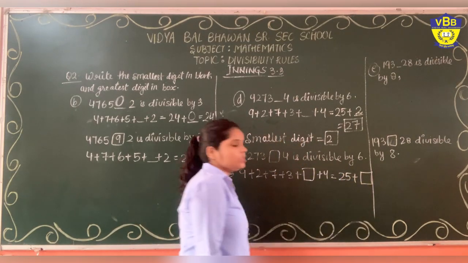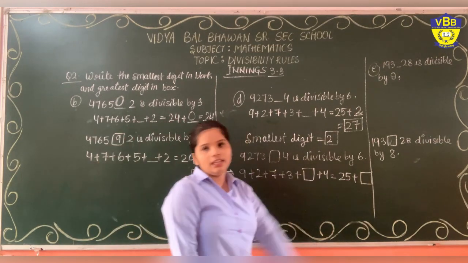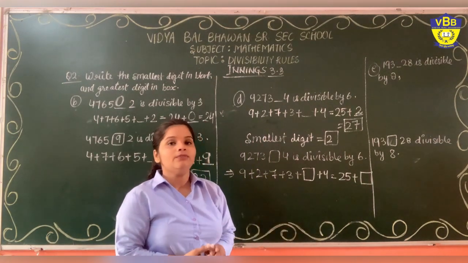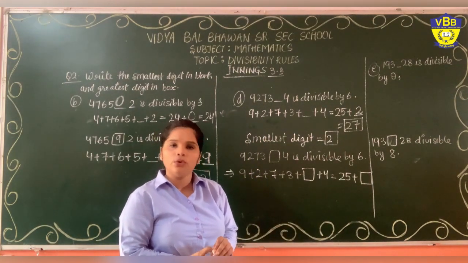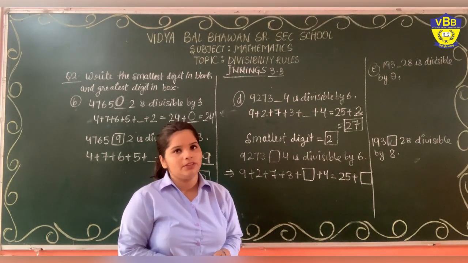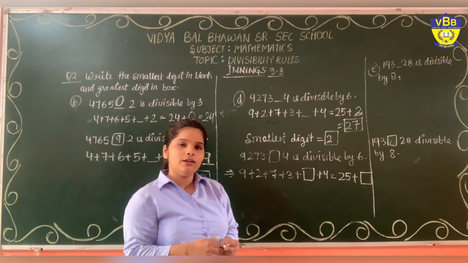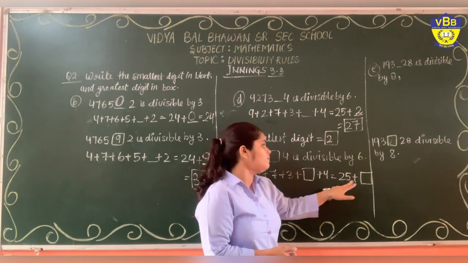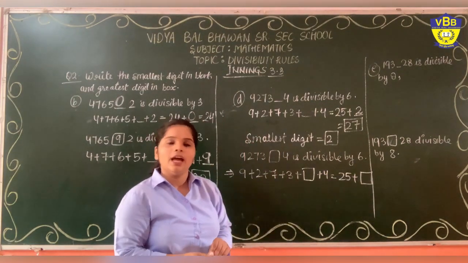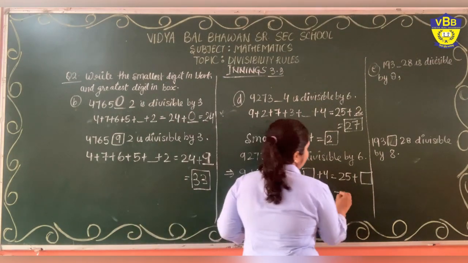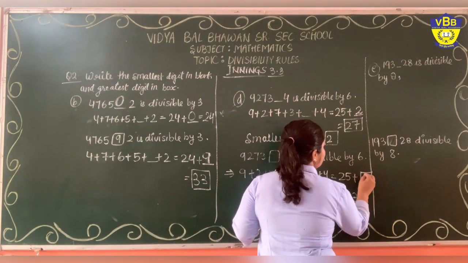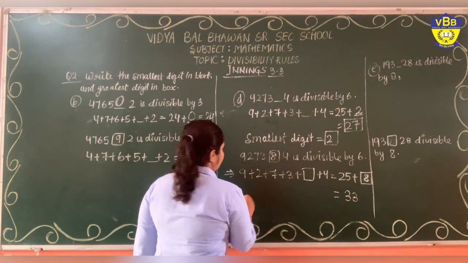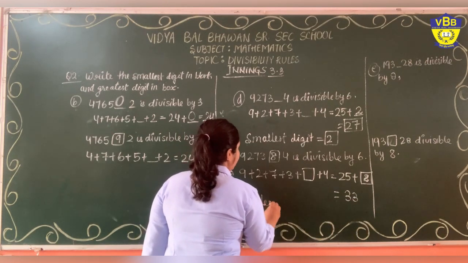Now what is the greatest possible number to be written here? 9. If you write 9, 25 plus 9 will become 34. So 34 is not divisible by 3. So the next greatest number possible which can be written here is 8. If you write 8, 25 plus 8 will be 33, and 33 is divisible by 3. So what is the greatest possible digit here? That is 8.